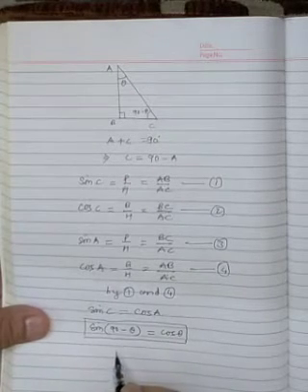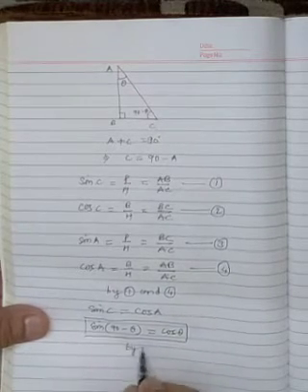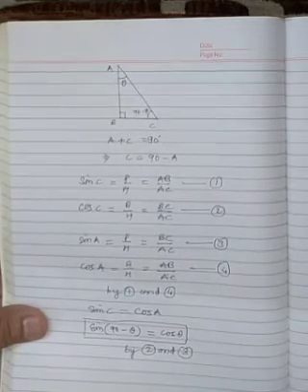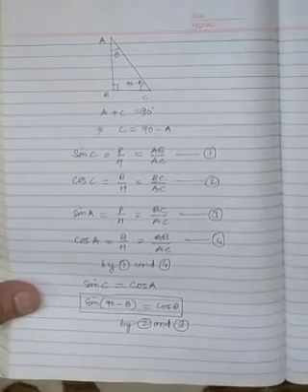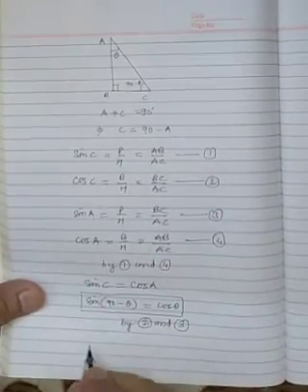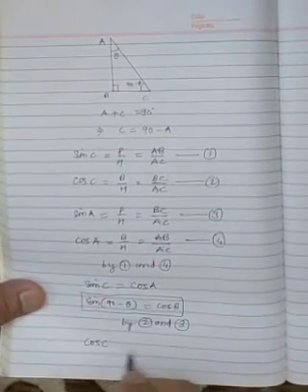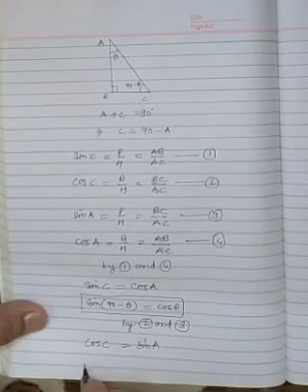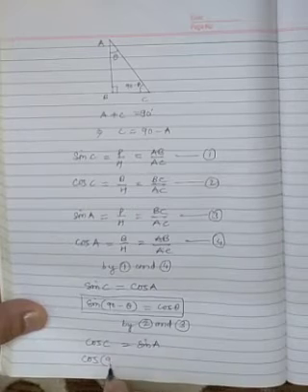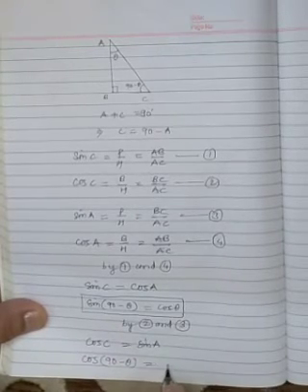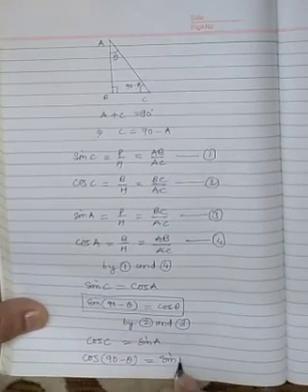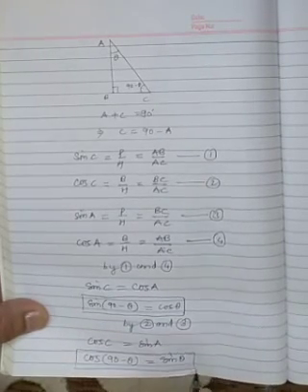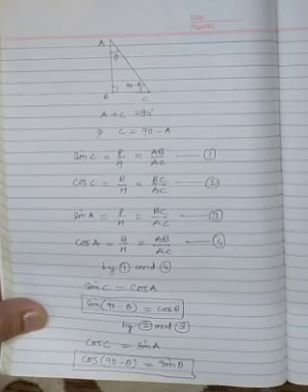And here by equation number 2 and 3, you will find that cos C is equal to sine A. This means that cos 90 minus theta is equal to sine theta. So I hope this video satisfies your doubts.